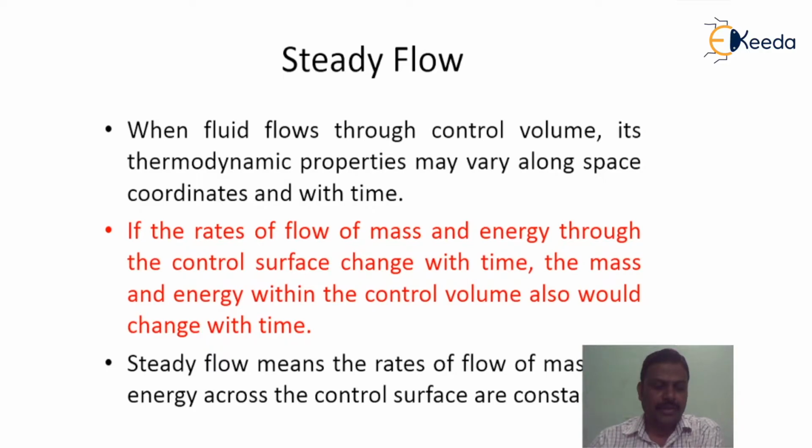So steady flow means the rates of flow of mass and energy across the control surface are constant. In the case of steady flow, if there is a 5 kg per second mass flow rate of fluid at the inlet, then there will be 5 kg per second of fluid flow at the exit also.